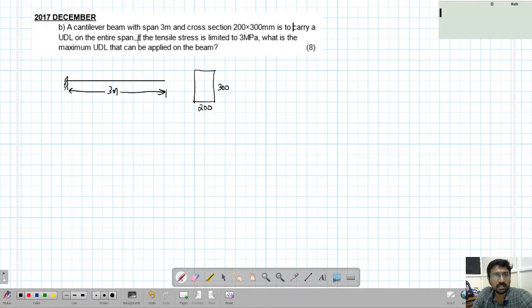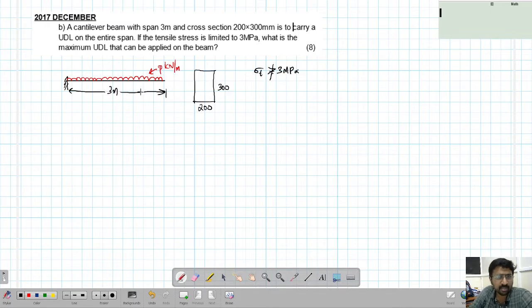Okay, and they're telling there is a UDL on the beam. So let's say it is some value, some P kilonewton per meter. Okay, P or W, any term you can use. The tensile stress is limited to 3 MPa. What is the maximum UDL that can be applied on the beam? So what they're telling is, the tensile stress sigma T is 3 MPa. That is a maximum. Cannot be more than 3 MPa.